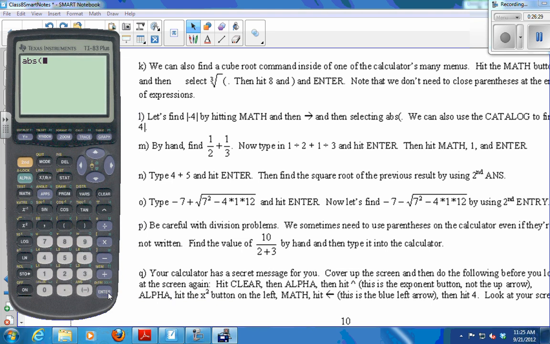Choose that. It doesn't have the bars, or the 83 doesn't. I think some of the newer ones will pop up with bars, but this one doesn't. It just gives ABS parentheses, and you would type in -4, close the parentheses. So you're just saying take the absolute value of -4. Enter, it gives you 4, just what you'd expect.